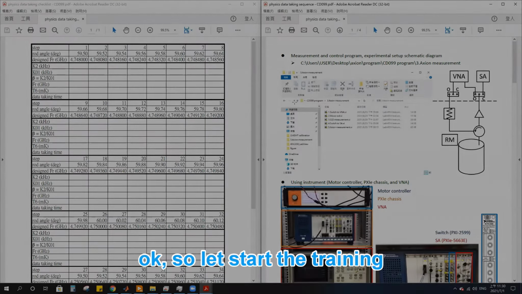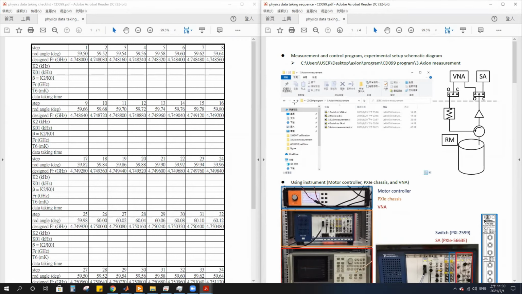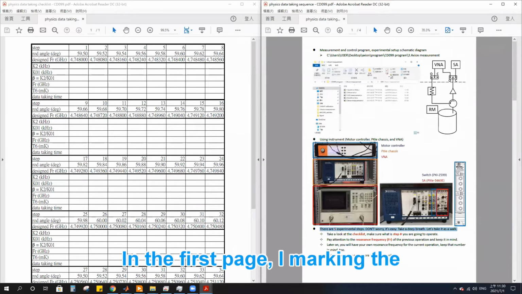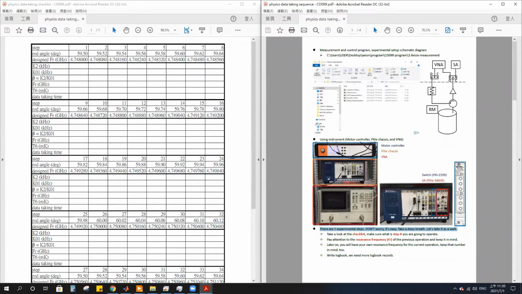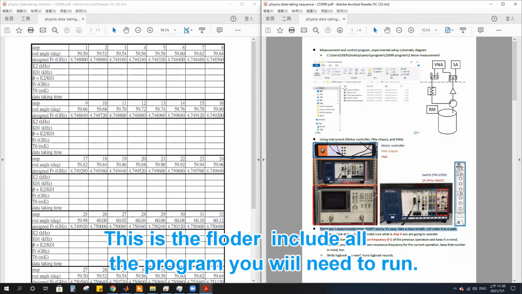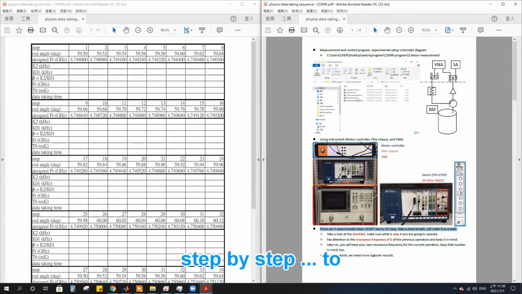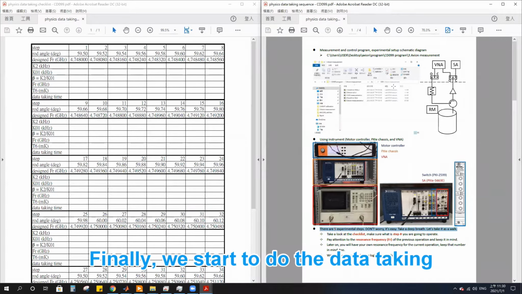Okay, so let's start the training. So first, in the list here, you can see in the first page, I'm marking the folder including all the programs you will need to run step by step until we finally start to do the data taking.